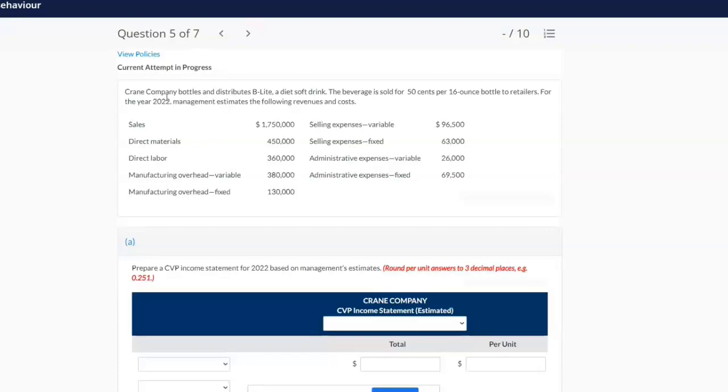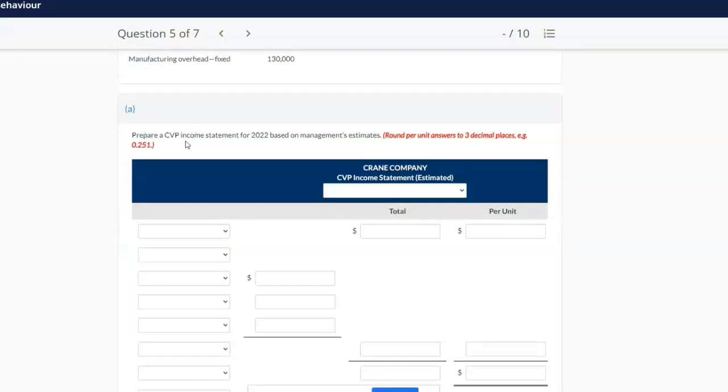Crane Company bottles and distributes Be Light, a diet soft drink. The beverage is sold for 50 cents per 16-ounce bottle to retailers. For the year 2022, management estimates the following revenues and costs. Prepare a CVP income statement for 2022.